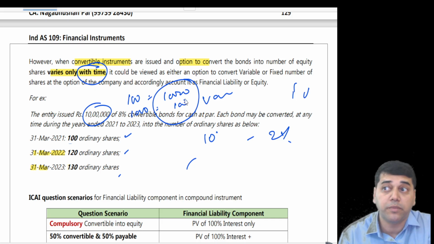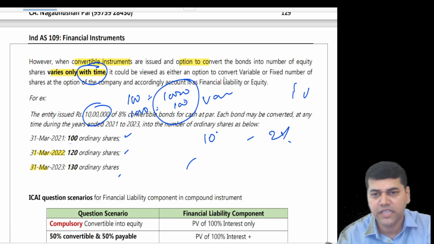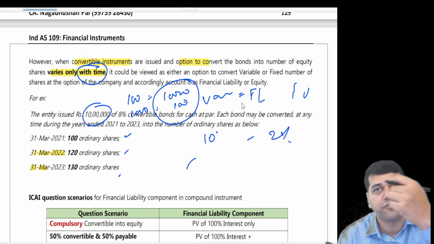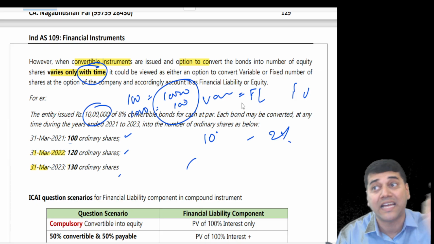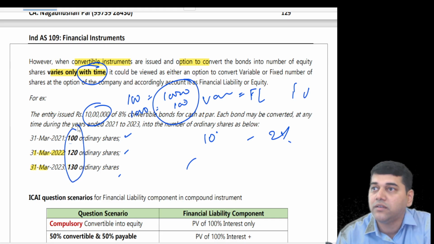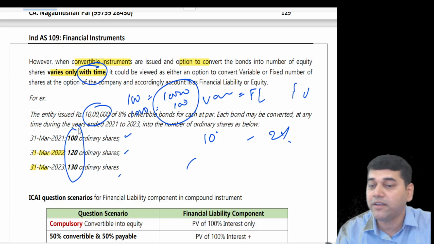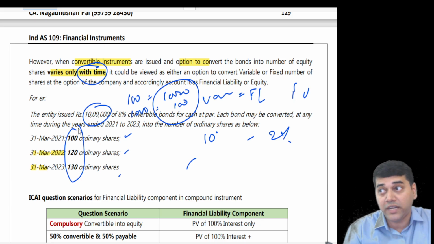This variability is not because of the time. This variability is because of the market rate. That's why you treat this entire instrument as a financial liability. Because you say that it has failed fixed for fixed test, and that failure is not because of the time. But here on day one only, you have given 3 variabilities. But on day one only you know, either 100, 120 or 130. It is not that on day one you don't know.